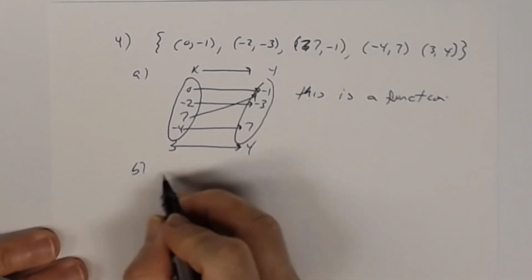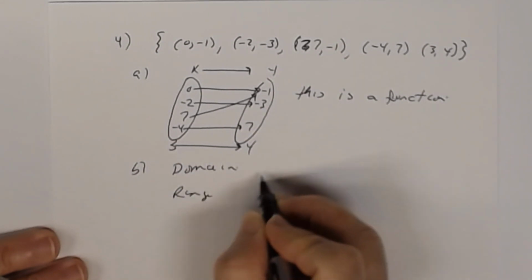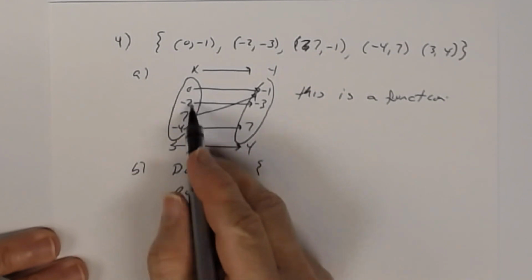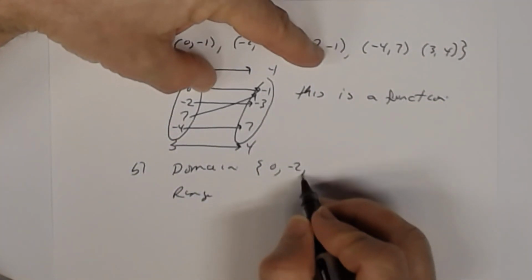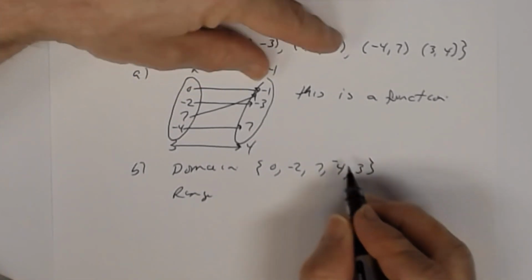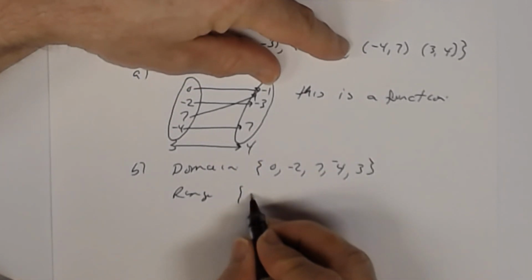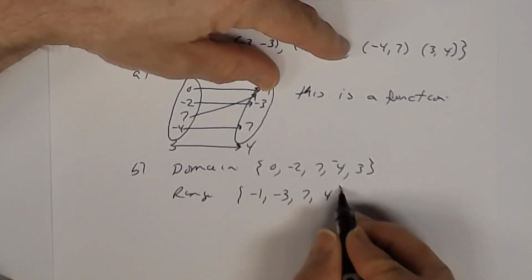All right, and then B, again, list the domain and range. So remember, the domain is a set of x coordinates, so you only list them: 0, and again, only list them once, negative 2, 7, negative 4, and 3. And your range: negative 1, only list it once, negative 3, 7, 4. Okay?